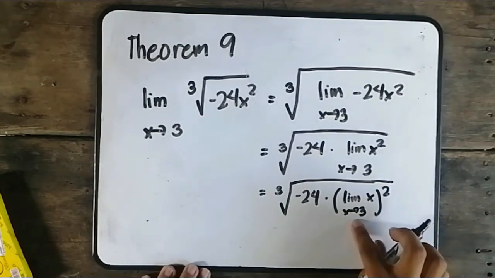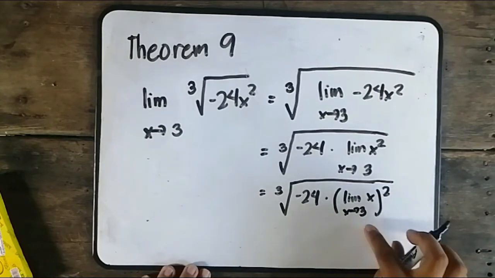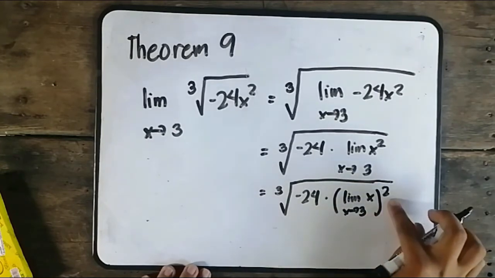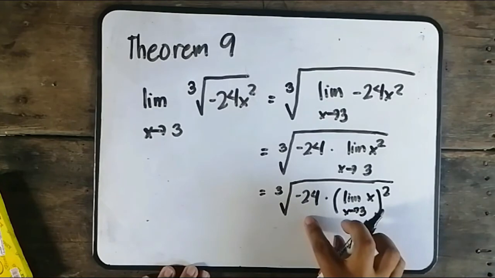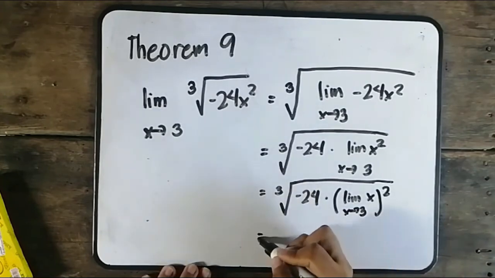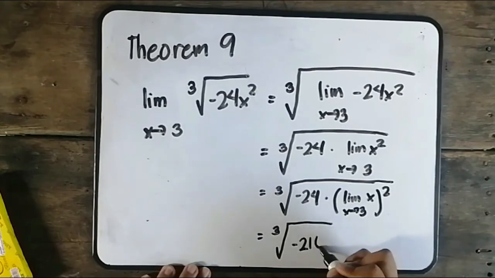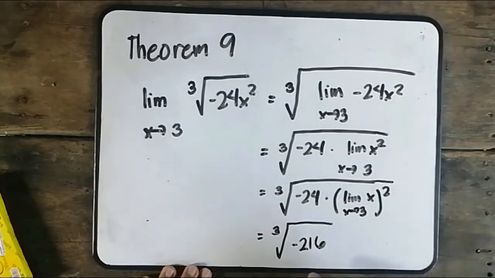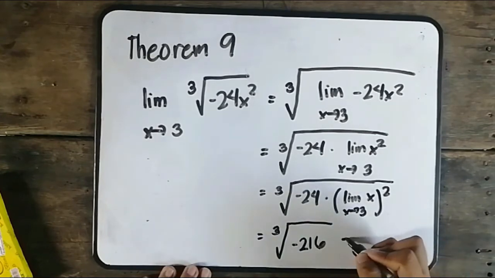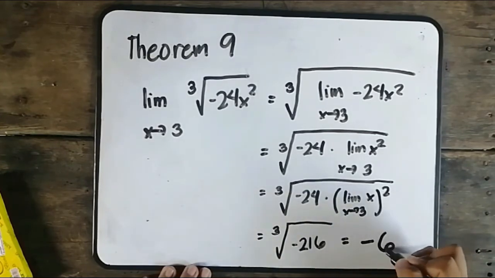Anong theorem to? Theorem 3. Okay? So, we now have 3 squared. So, that is 9 times negative 24. So, that is now the cube root of negative 216. Negative yung nasa loob. However, yung root natin is odd. So, pwede. Okay? Okay lang to. Meron pa rin tayong makukuhang root dyan. And the answer is negative 6.